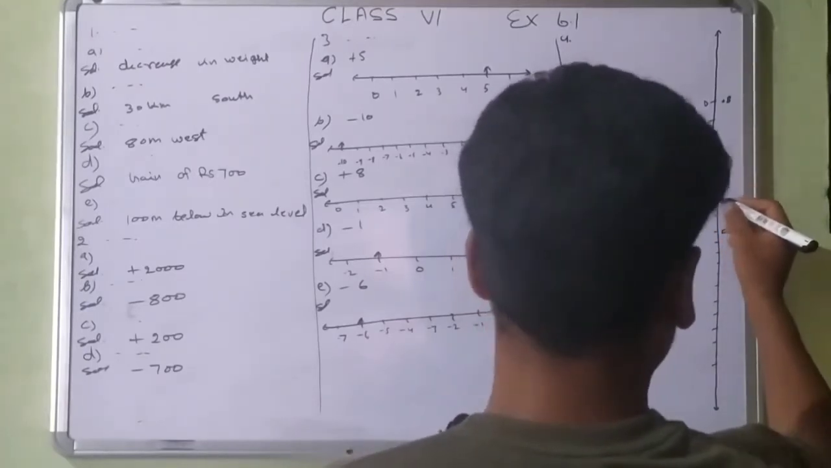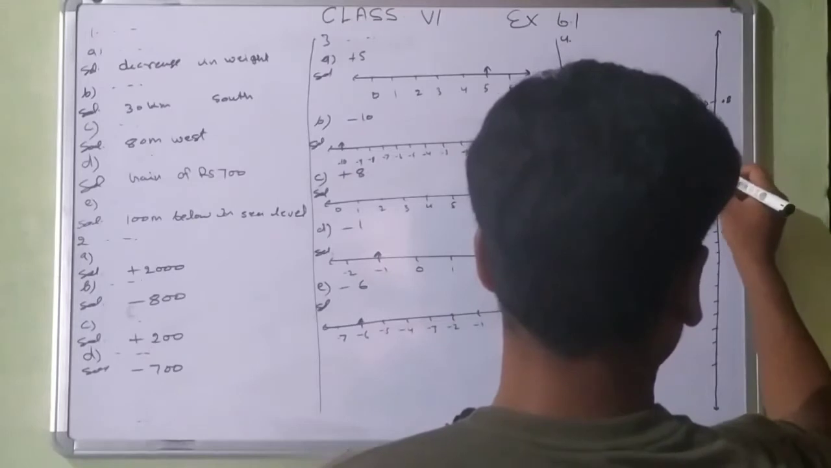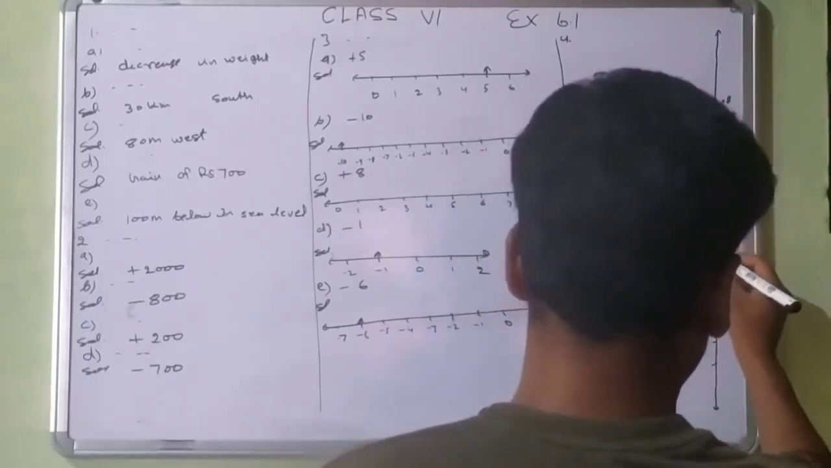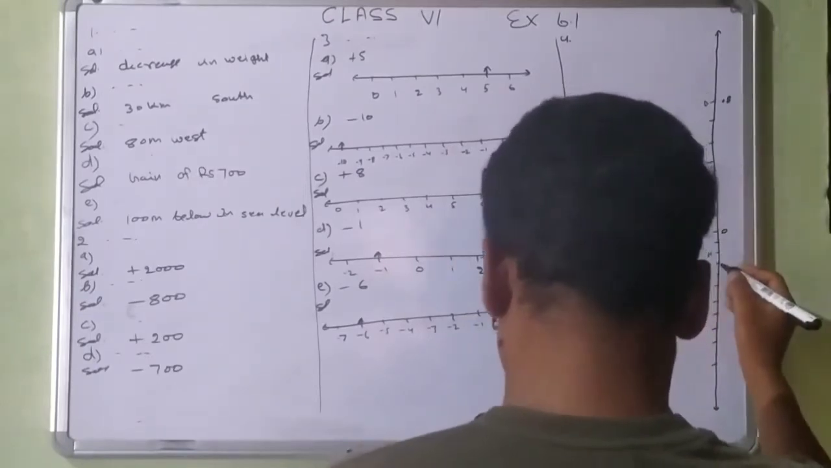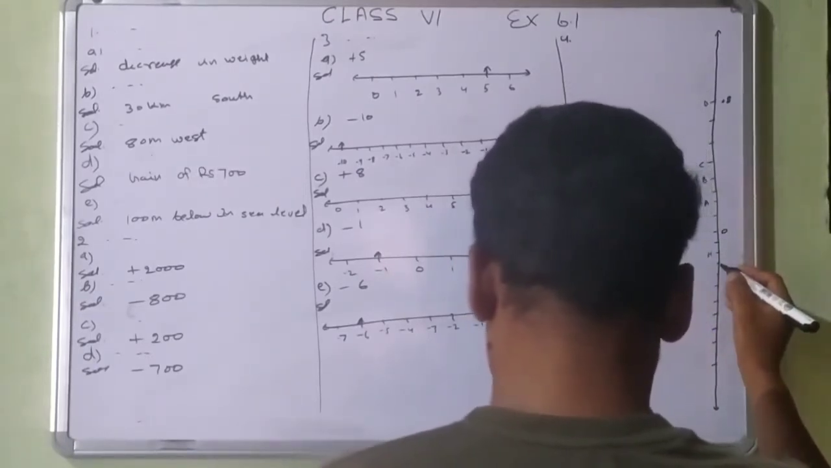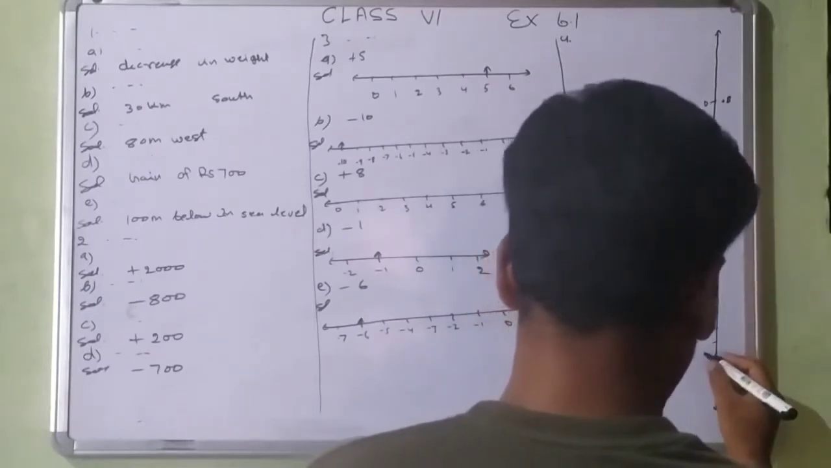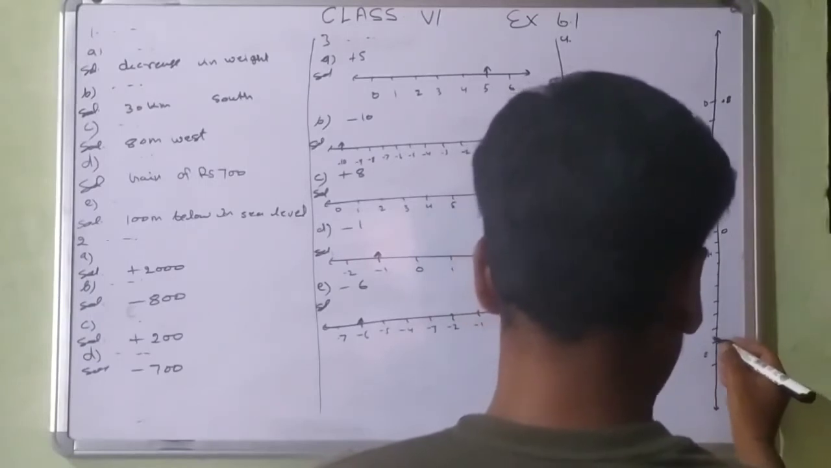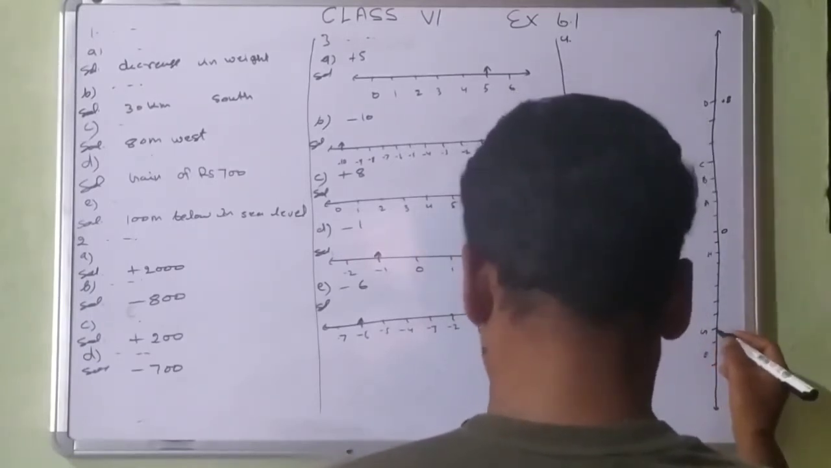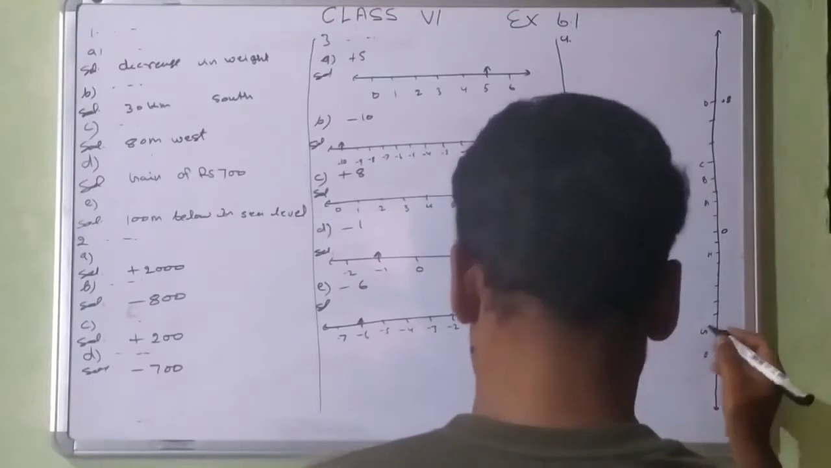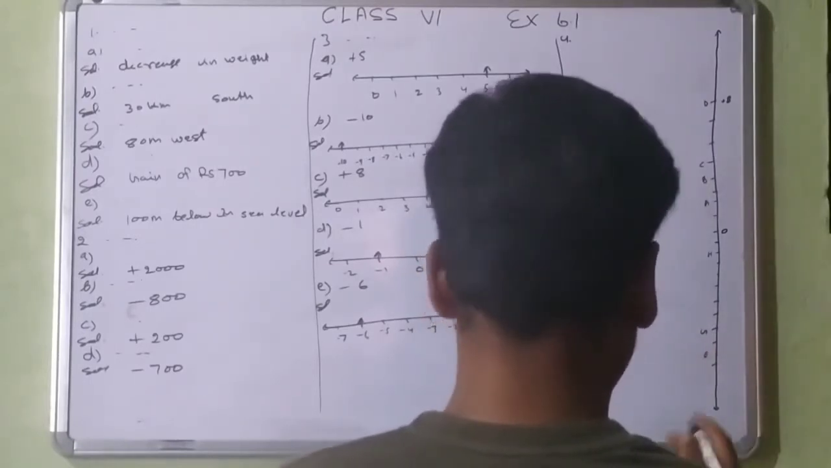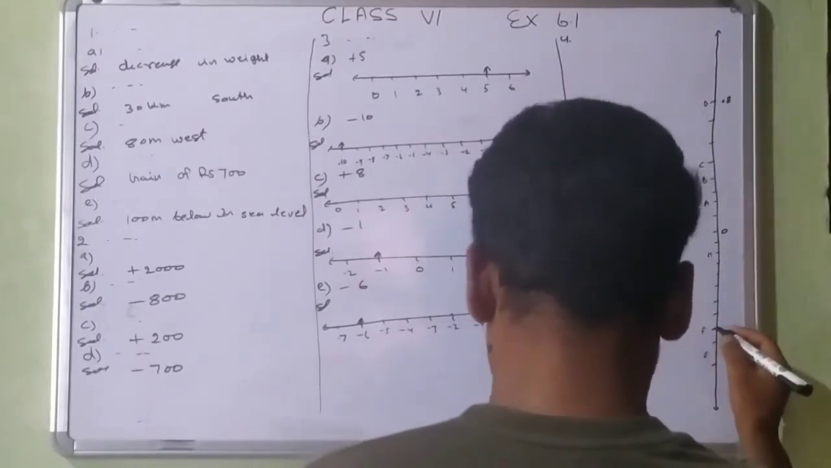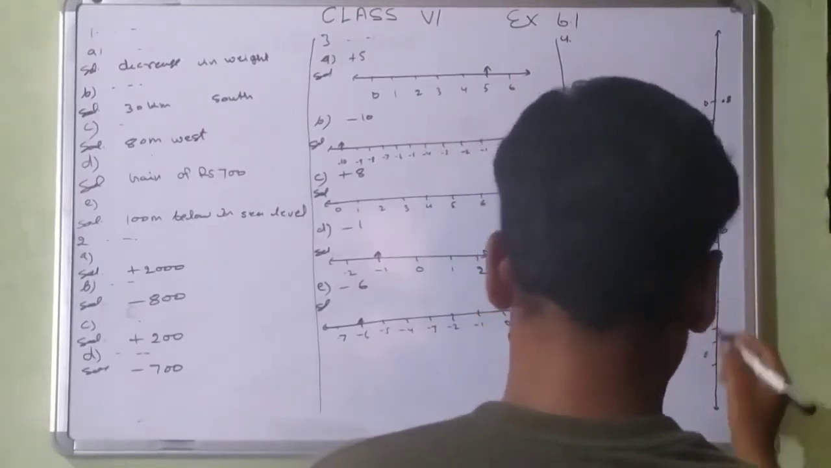And then after leaving one, B, C, and then this is H. And at the last this is E. Leave one, F. Leave one more, this is G.